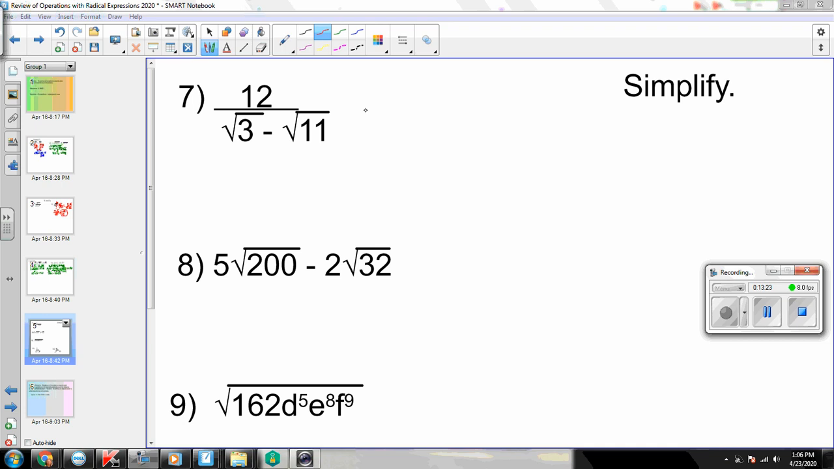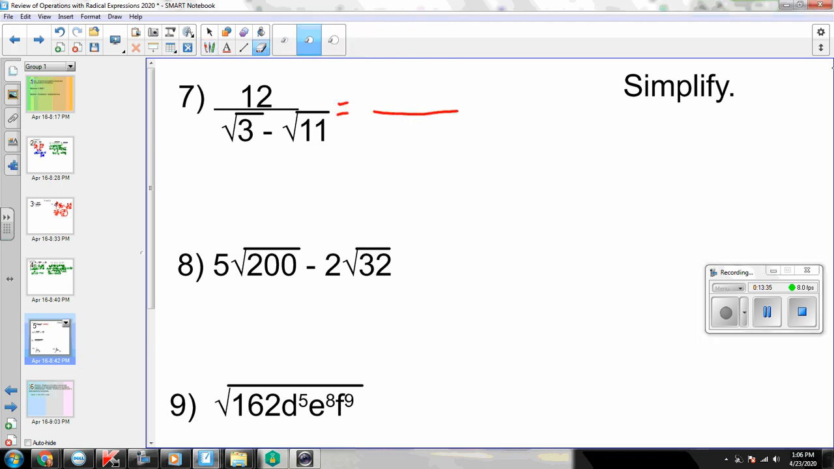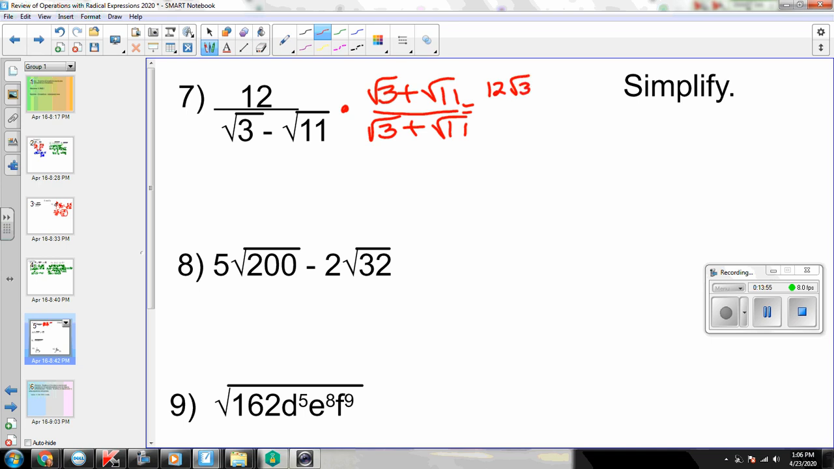Okay, on number 7, I need to simplify by multiplying by the conjugate. Because I have radicals in the denominator, I'm going to multiply by the conjugate of radical 3 minus radical 11, which would be radical 3 plus radical 11. So I'm multiplying by radical 3 plus radical 11 over radical 3 plus radical 11. When I do this in the numerator, I'll have a 12 radical 3 plus a 12 radical 11 if I use the distributive property. In the denominator, what I'm really doing here is using FOIL.